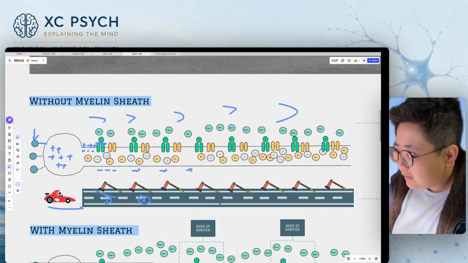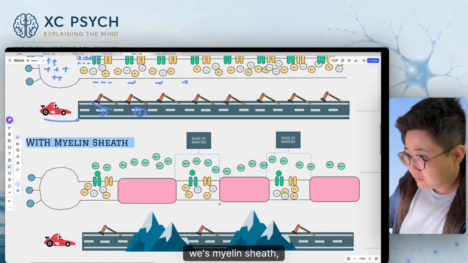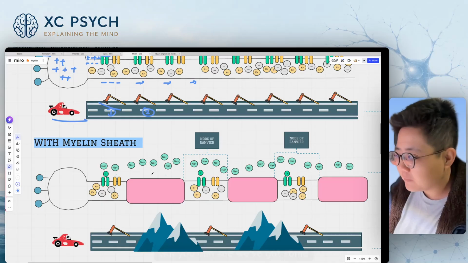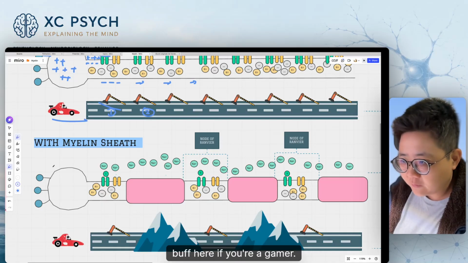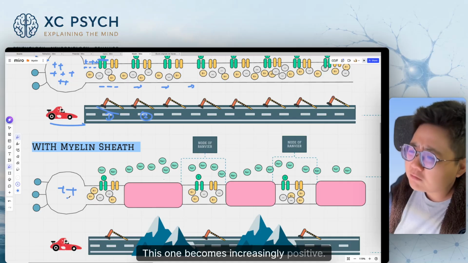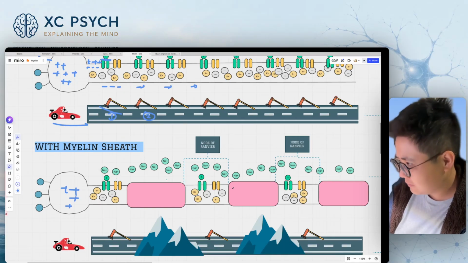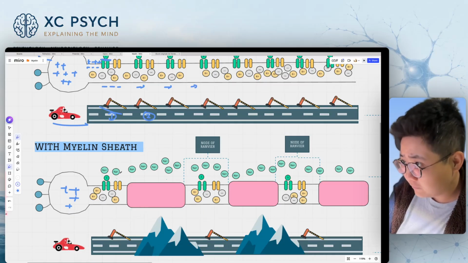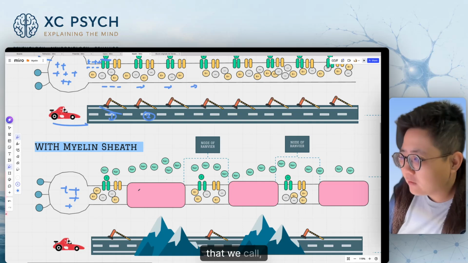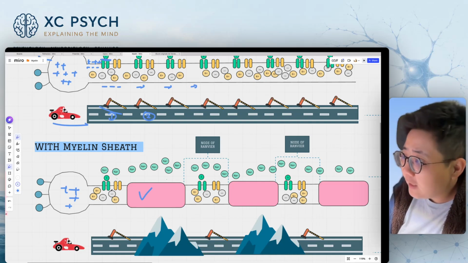What about with myelin sheath, right? With myelin sheath, similar things, but you can see we've got some buff here if you're a gamer. So we still got our neurotransmitter here. This one becomes increasingly positive. And what will happen? First, you notice that there are much fewer gates here. And there's something here that we call myelin sheaths in the pink here.